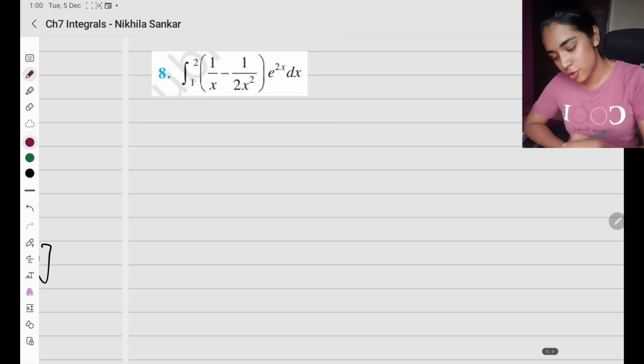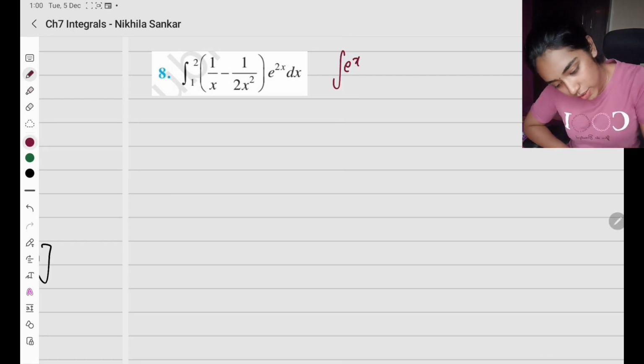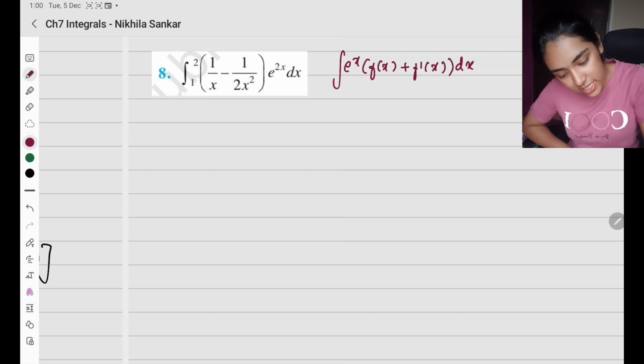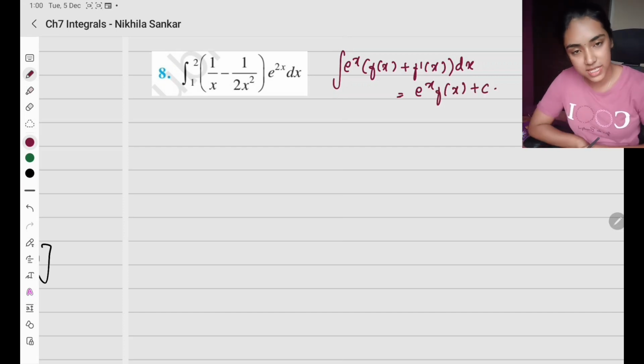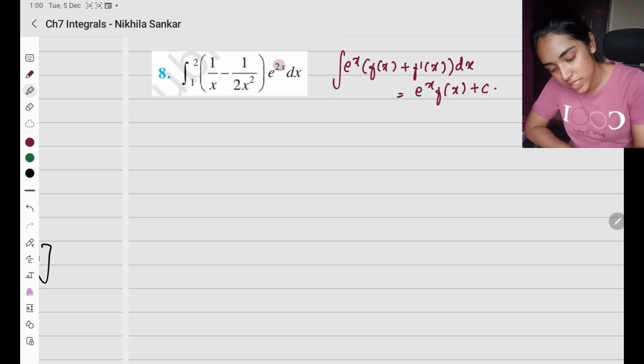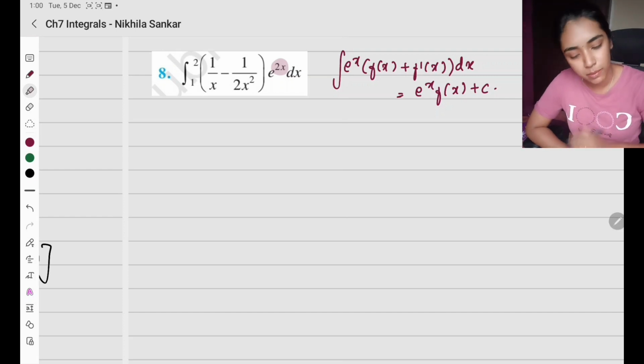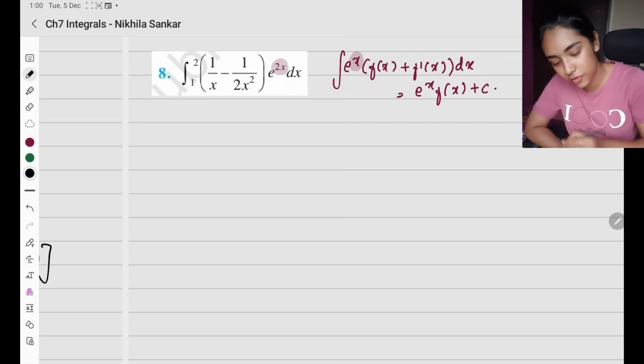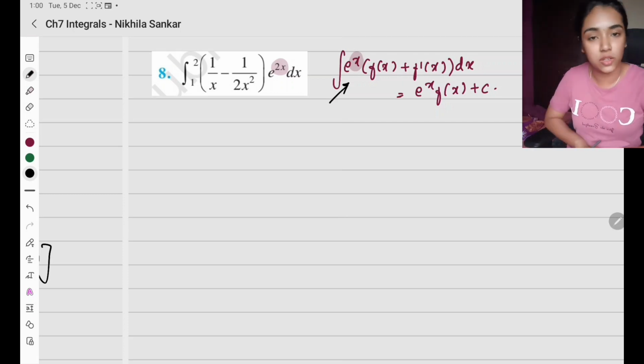What form have we learned? You know that the integral of e to the x times (f of x plus f dash of x) dx can simply be written as e to the x times f of x plus c. But what do I notice here? I see that I have a 2x, but in this place there is only x. So I have to make the question in such a form so that I can use this particular formula.